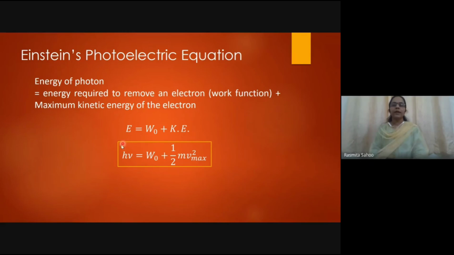And h nu is the energy of the photon; we have seen that the energy of photons comes in packets, so it is written as h nu. This equation is known as Einstein's photoelectric equation. Now we'll see how this equation explains the observations.